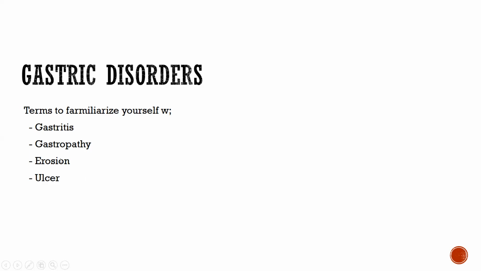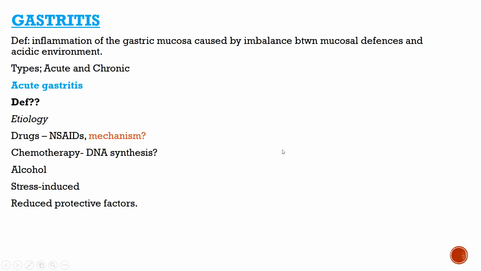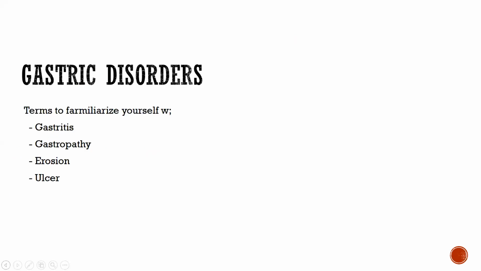Okay, so I'll move to the erosion. Erosion is a loss of superficial epithelium. So the superficial epithelium. Is there anyone who remembers the normal histology of the stomach? What is the epithelium found on the stomach? Anyone? You can just unmute and then answer.